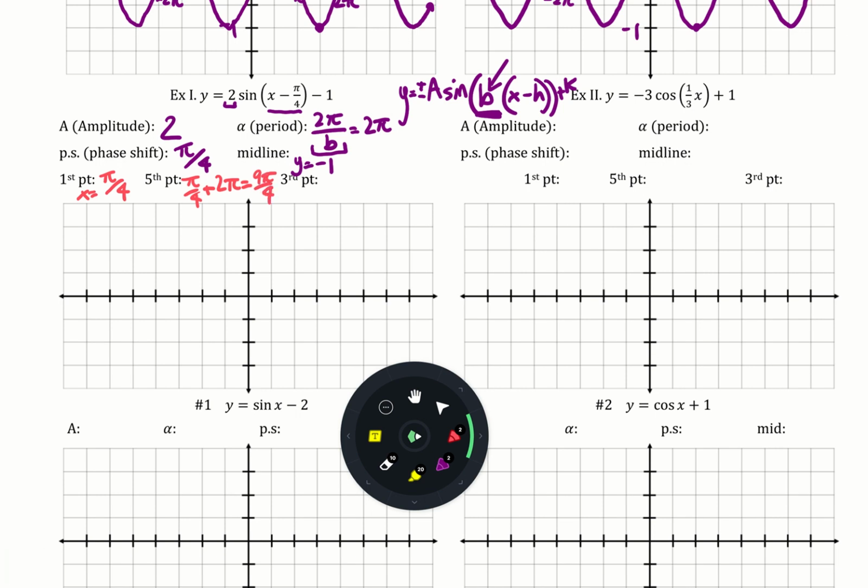And then our third point. I always do first, fifth, and third. Just think about midpoints, right? If I have the first point and the fifth point, then the third point is going to be the midpoint. So 1/4 plus 9/4 is 10/4. Divided by 2 is 5/4.